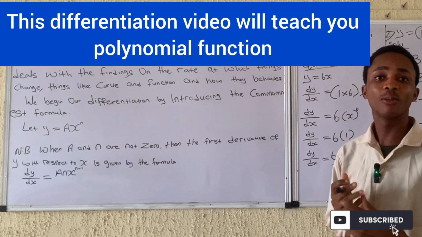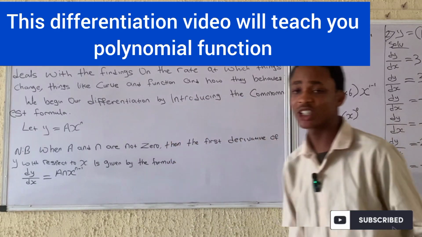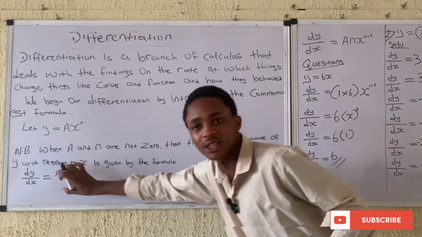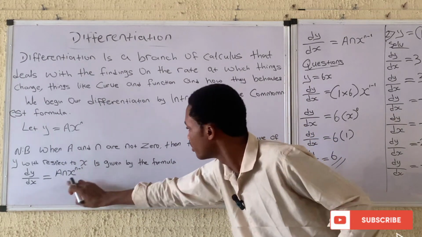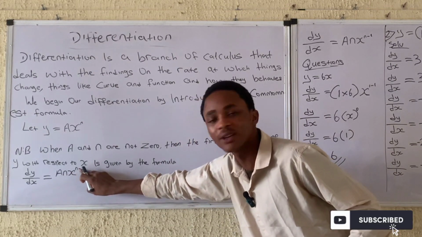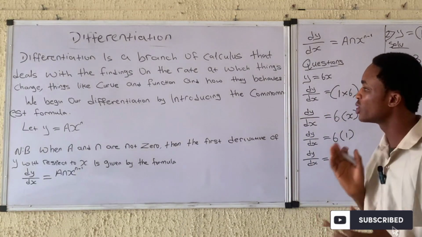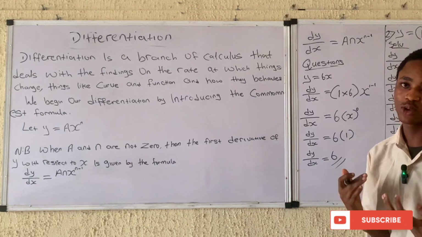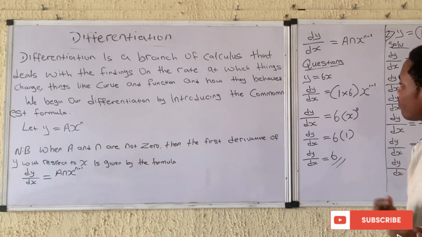We are starting with the polynomial function. The derivative of y with respect to x equals a, the constant, times n, the function, bringing it down, while x the variable has 1 subtracted from the function. The polynomial function is the first one. We have other functions like the product function and the quotient function, etc.